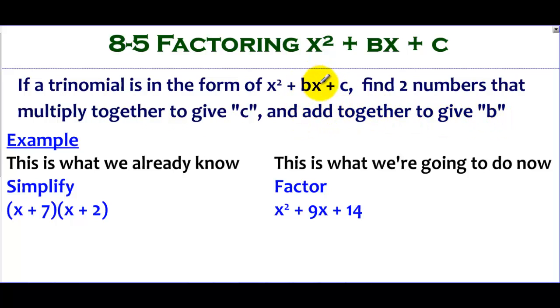So when we talk about b and c, you can take a look at the form, and it looks like b is the thing that's in the middle that's attached to x, and c is the term at the end that's by itself. So we're going to find numbers that multiply to the end result and add to the middle.